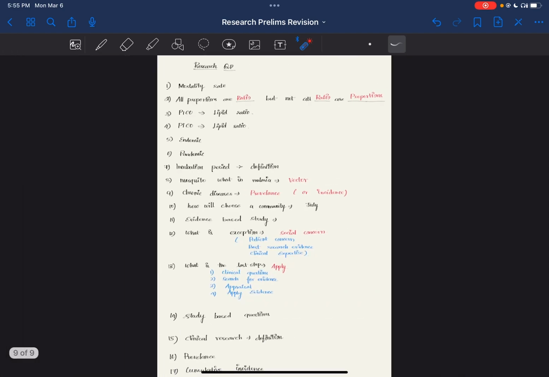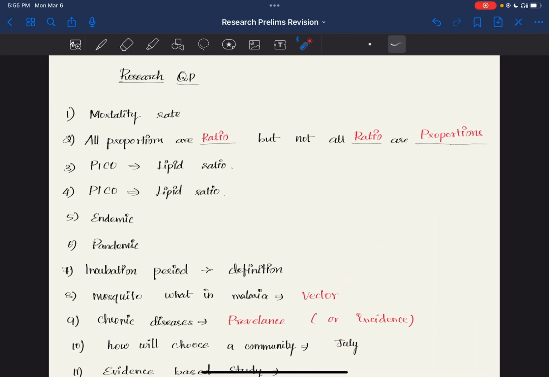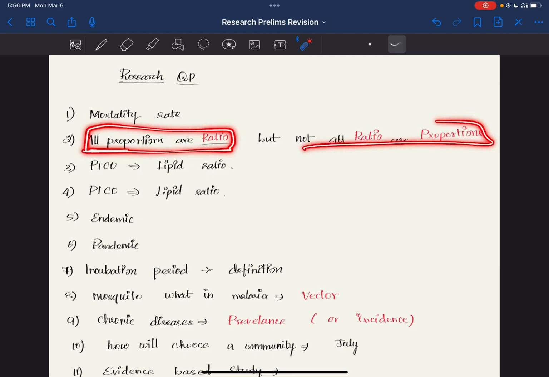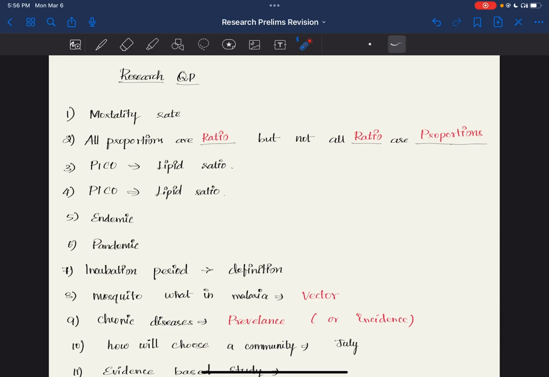Okay, rest of the things you can just take a look at and revise by yourself. Now, finally, this is the analysis of the evaluation exam. There was a question based on mortality rate. That was a very self-explanatory question. And as I said, ratio and proportions are very important to understand. All proportions are ratios, but not all ratios are proportions. Remember, what was the difference? Ratio was the one in which the numerator was not present in the denominator. But proportion was the one in which the numerator was present in the denominator too. So that's why all proportions are ratios, but not all ratios are proportions.